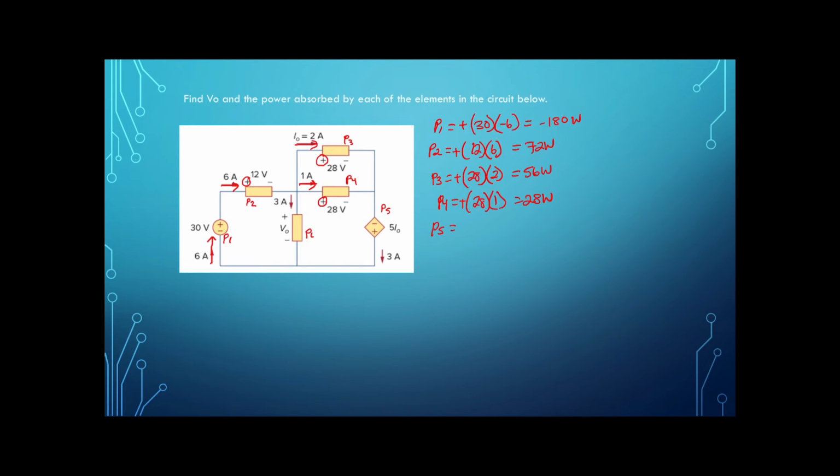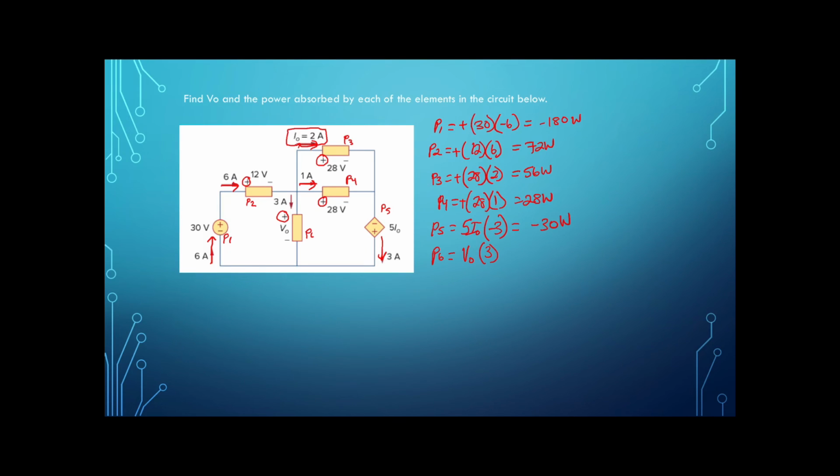P5 is equal to the voltage, which is 5 times I0, times the current entering the positive terminal. We have 3 amps leaving the positive terminal, so that is the same as negative 3 amps entering. We know the value of I0 has been given to us in the top portion of the circuit. Therefore, we can substitute 2 for I0. So that gives us negative 30 watts. And now for P6, the voltage, which is V0, times the current entering the positive terminal, which is 3 amps.